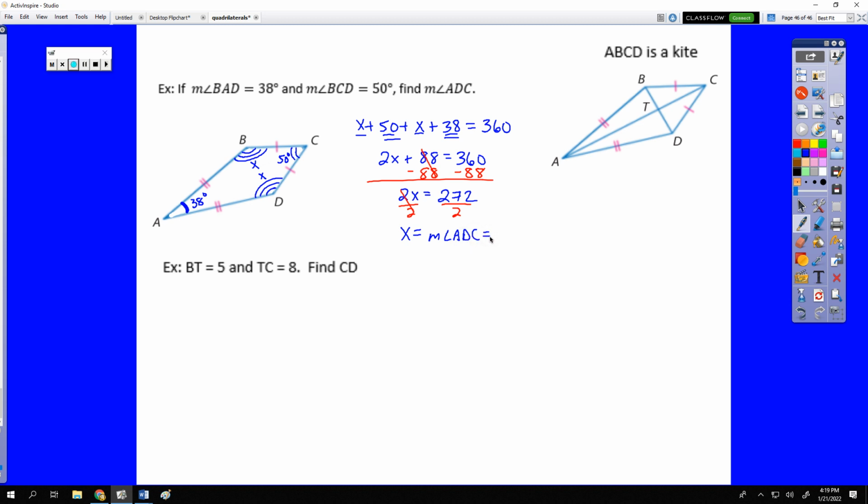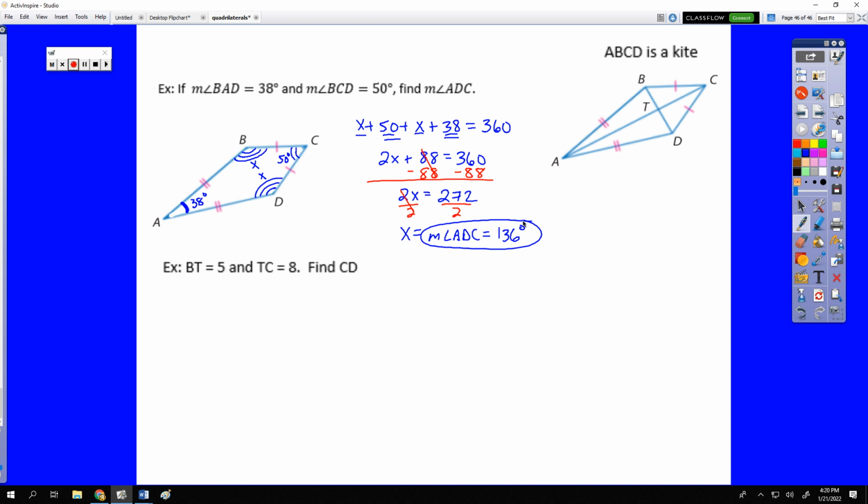Excuse me. Did I do that right? That doesn't seem right. Let me grab a calculator real quick, check my math there. So we did 360 minus 88 was 272 divided by 2. There we go. I did do that right. 136 degrees.